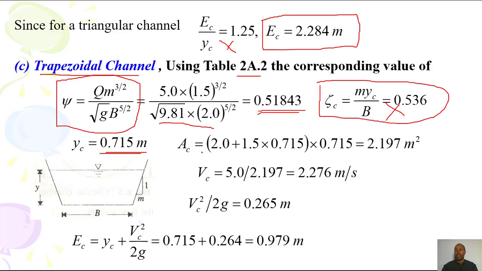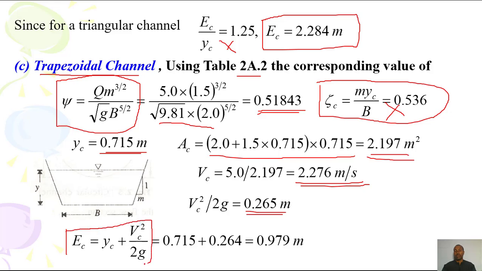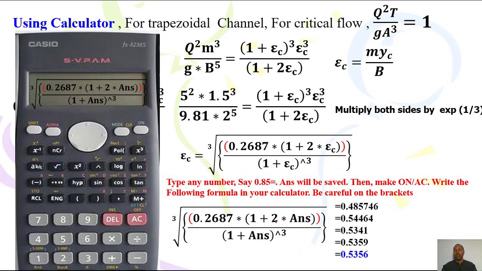Then finally, you can find the critical area. The critical area is B plus M YC times YC. If you substitute that, you get the critical area. Then critical velocity will be the discharge divided by critical area. So you get this result. Then V square over 2G will be this one. Finally, you go to specific energy: critical specific energy will be, just substitute the above values, then you get 0.979 meter.